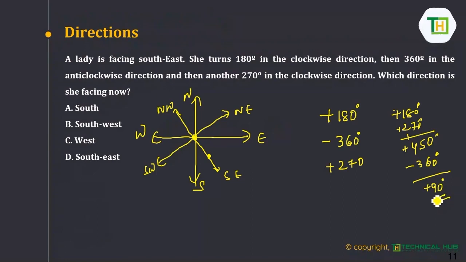So the person is placed in this place, in this clockwise direction. Southeast to clockwise direction means here. So finally the answer is south. Given the options, south is the answer.